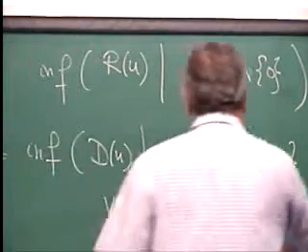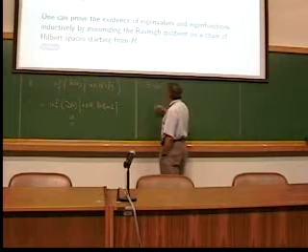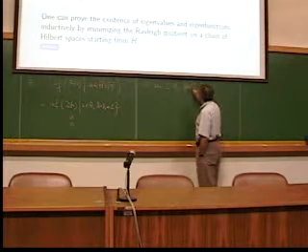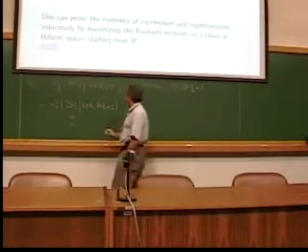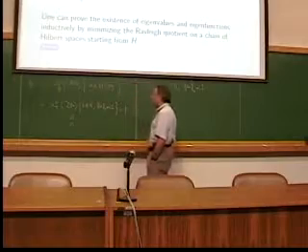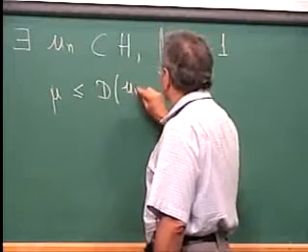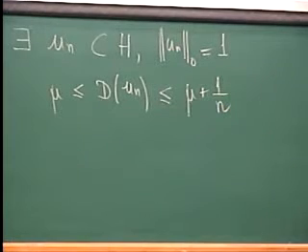So the idea is to say, well, there exists some sequence u_n in H with L2 norm equal to 1, such that, let me call mu the infimum, so that mu is less than or equal to d(u_n), less than or equal to mu plus 1 over n. Okay, and then you have to use some functional analysis.